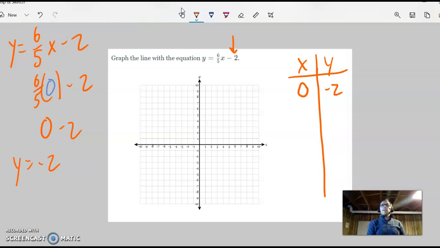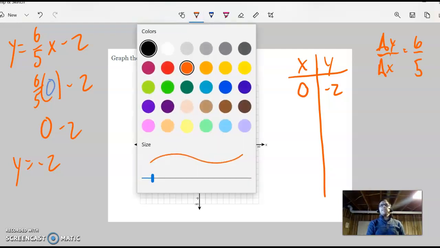And you might be like, well, yeah, Mr. Winter, that's the y-intercept. It is. And so let's put that 0, -2. Then you can either use the slope, if you remember how to, your change in y over your change in x is 6/5. If you remember that, up 6/5, or just test some more points.